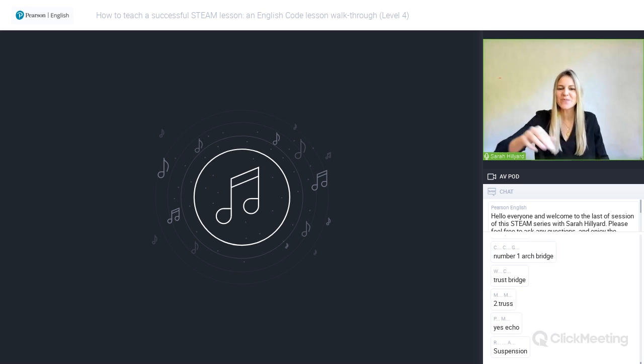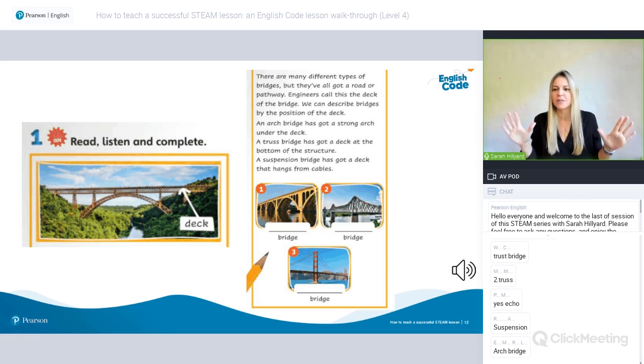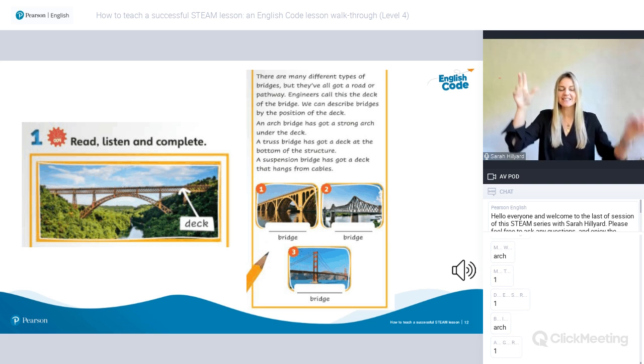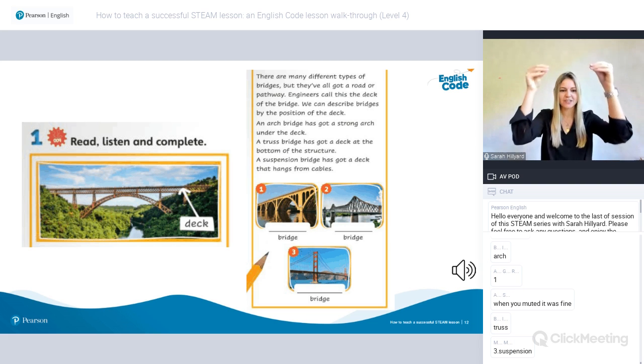Okay, so number one, those of you who were able to hear it properly. Number one, you say an arch bridge. Can you tell from the picture how that is an arch bridge? You can see the arches in it, can't you? Number two, you say it's a truss bridge. And number three, you say it's a suspension bridge, like the Golden Gate Bridge.